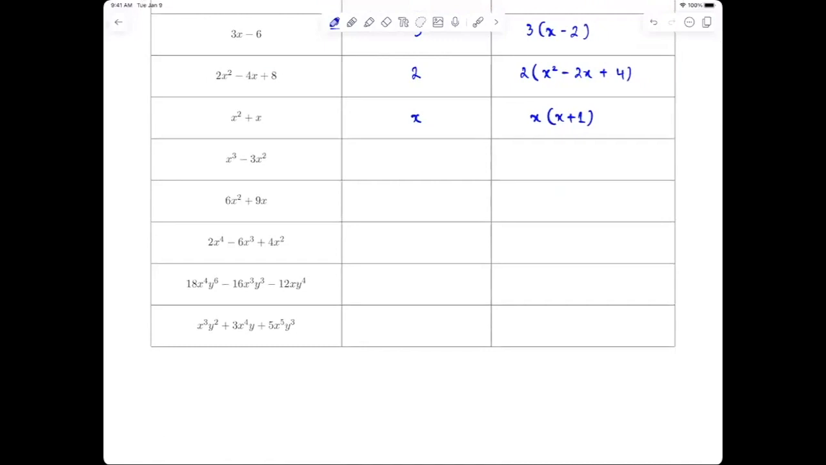The next one, x cubed minus 3x squared. What is the common factor? x squared, very good. So you get x squared times x minus 3. What about 6x squared plus 9x? What is the common factor here? 3x, right? And you get 3x times 2x plus 3. Any questions on this one? Any question on 6x squared plus 9x?